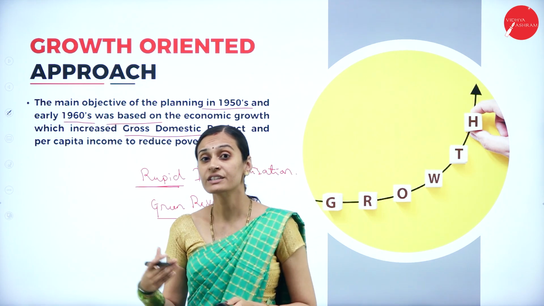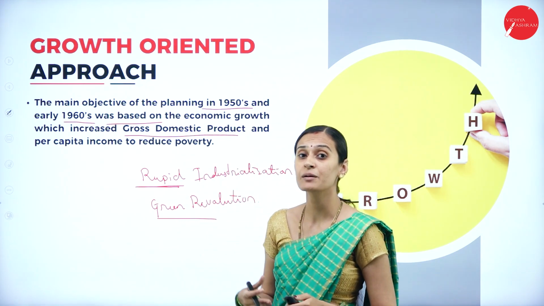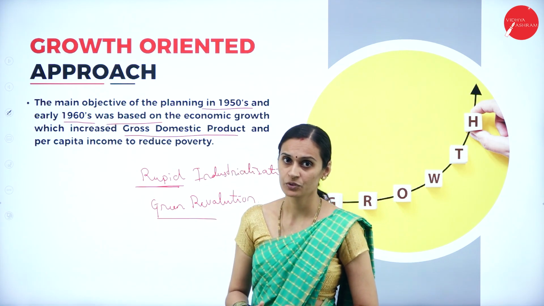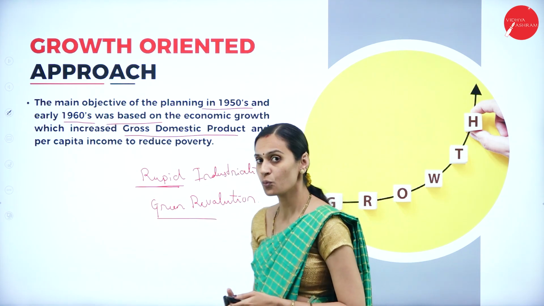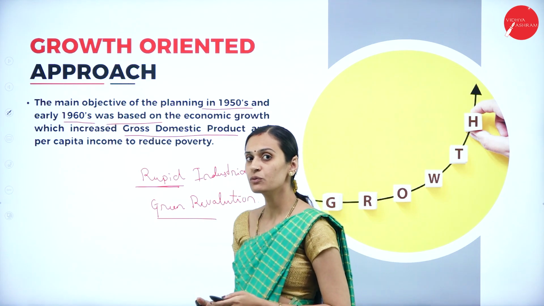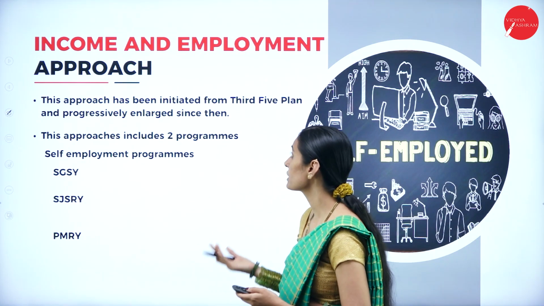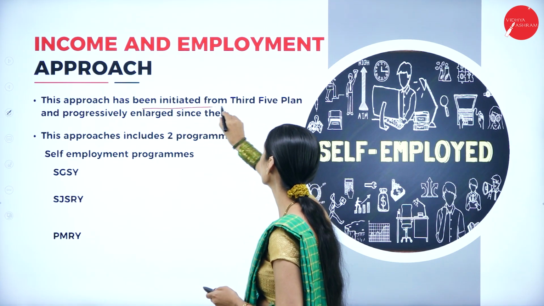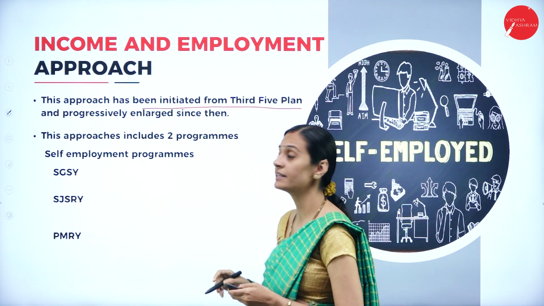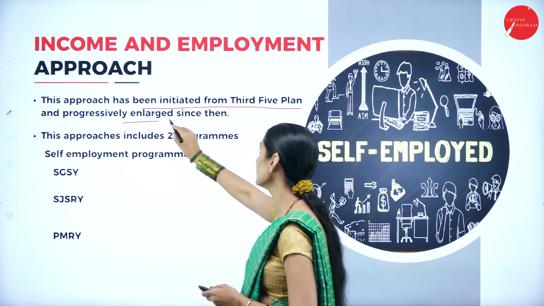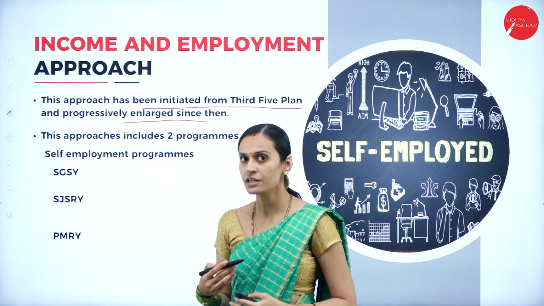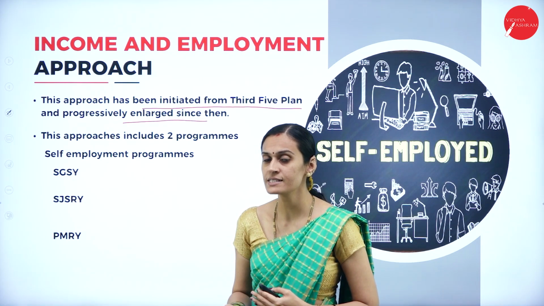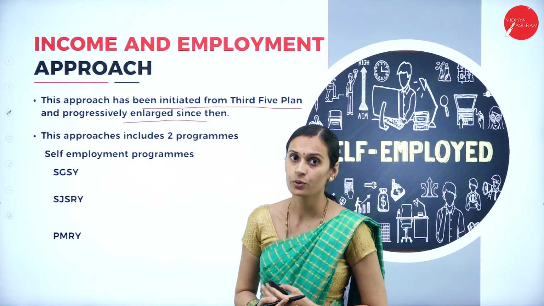Yes, and these particular approaches have widened the gap between rich and poor. Okay, so this is the growth-oriented approaches. And the second one, income and employment generation approaches. This program has been implemented from the Third Five-Year Plan and progressively enlarged since then, with generation of employment opportunities through creation of additional assets and work generation programs.